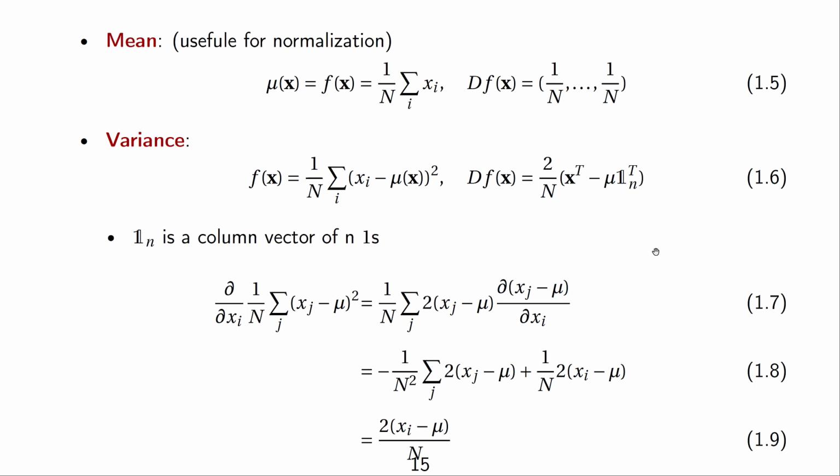Okay, a bit more difficult. Let's look at the variance next. So the function, this would be f of x equals 1 divided by n.